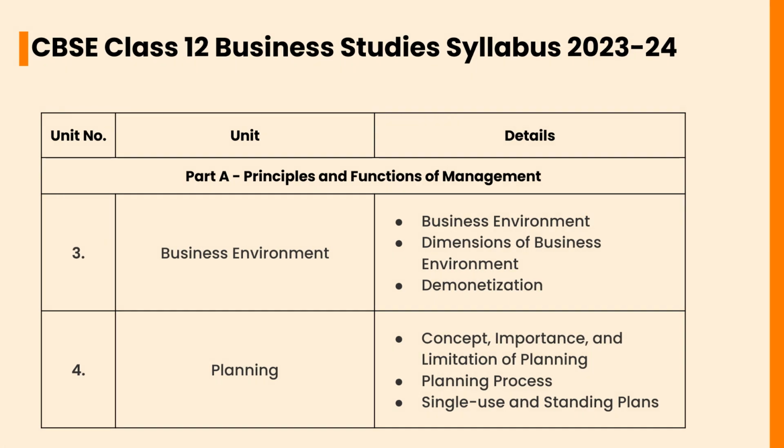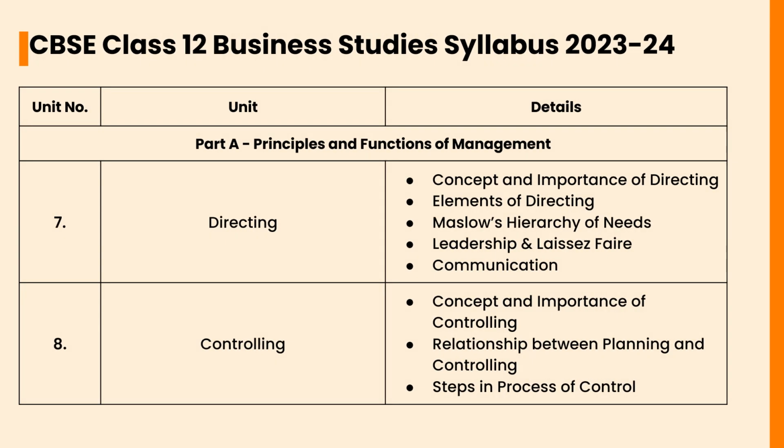In Planning, the topics are the Concept, Importance and Limitations of Planning, the Planning Process, and Single Use and Standing Plans. In Directing, important topics are the Concept and Importance of Directing, Elements of Directing, Maslow's Hierarchy of Needs, and Communication. In Controlling, important topics are the Concept and Importance of Controlling, the Relationship between Planning and Controlling, and Steps in the Process of Control.